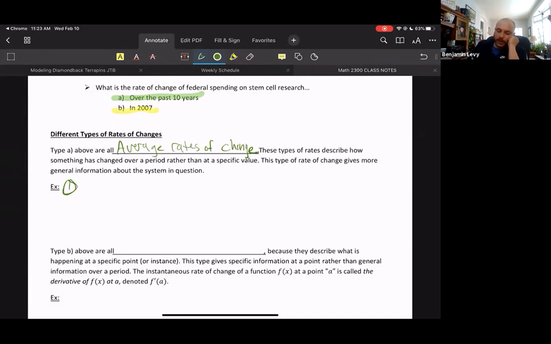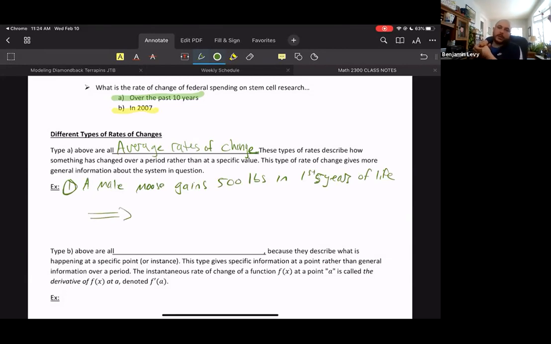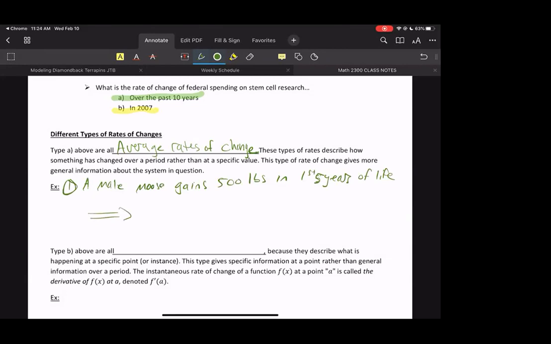One of the things they were saying is a male moose might gain 500 pounds in the first 5 years of life. How much weight do they gain on average per year? Right, that's the question of the average rate of change. I feel like anyone can answer that, and I would love to hear someone chime in. How much weight do they gain per year? 100 pounds. 100, yeah, thank you.